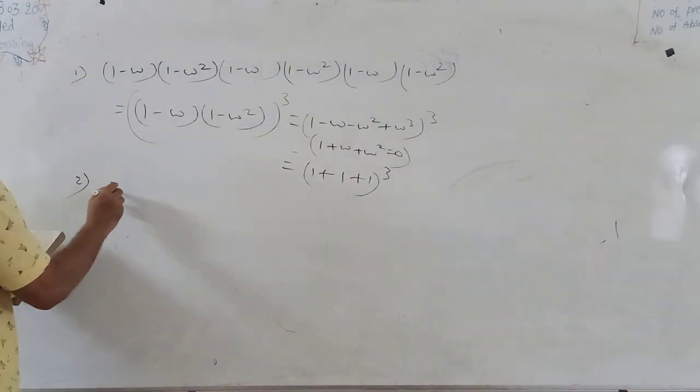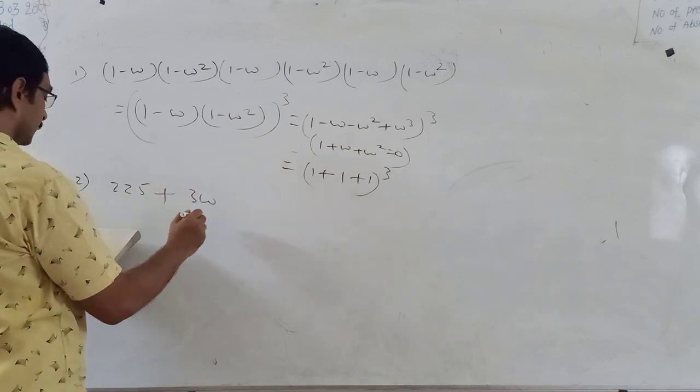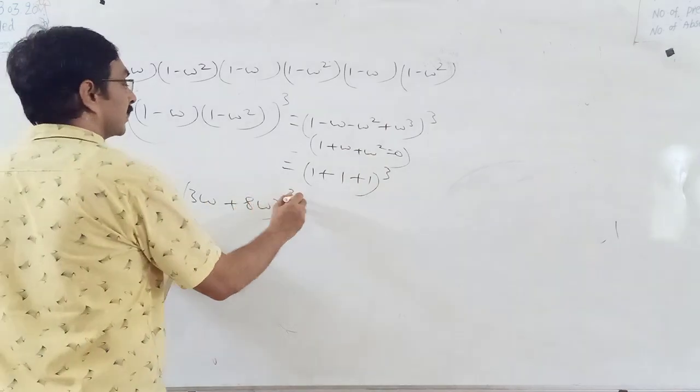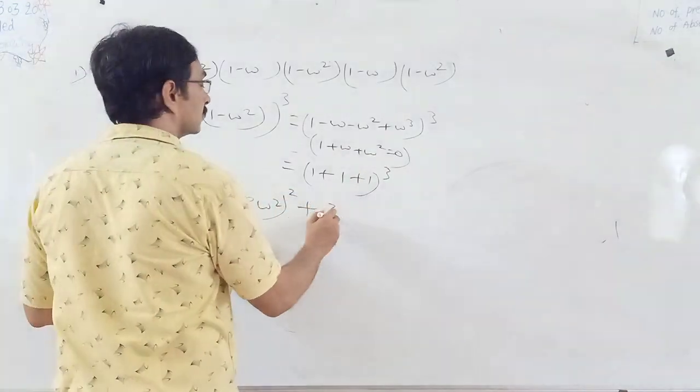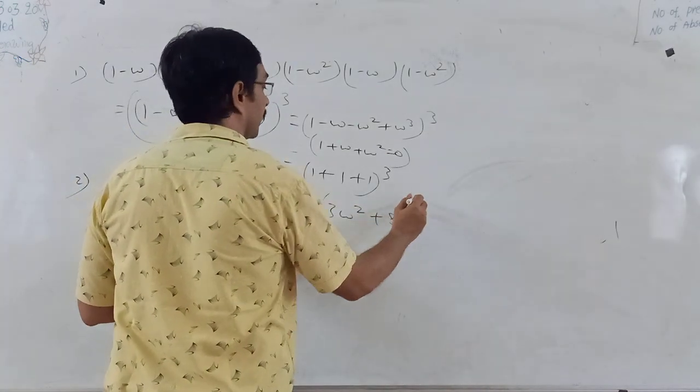See the next problem. The value of 225 plus 3 omega plus 8 omega square whole square plus 3 omega square plus 8 omega whole square.